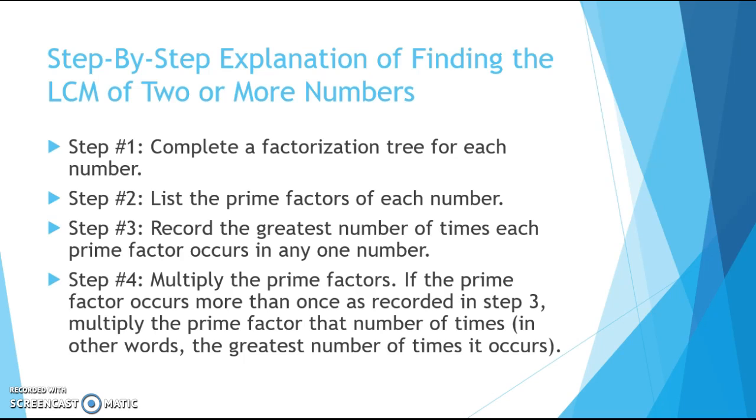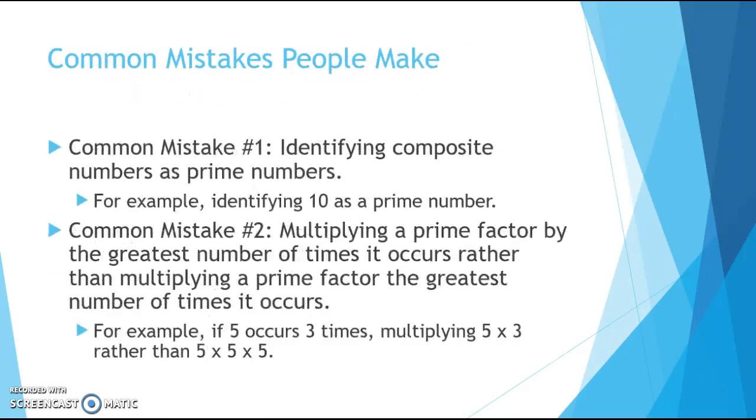Step 1. Complete a factorization tree for each number. Step 2. List the prime factors of each number. Step 3. Record the greatest numbers of times each prime factor occurs in any one number. Step 4. Multiply the prime factors. If the prime factor occurs more than once as recorded in step 3, multiply the prime factor that number of times. In other words, the greatest number of times it occurs.